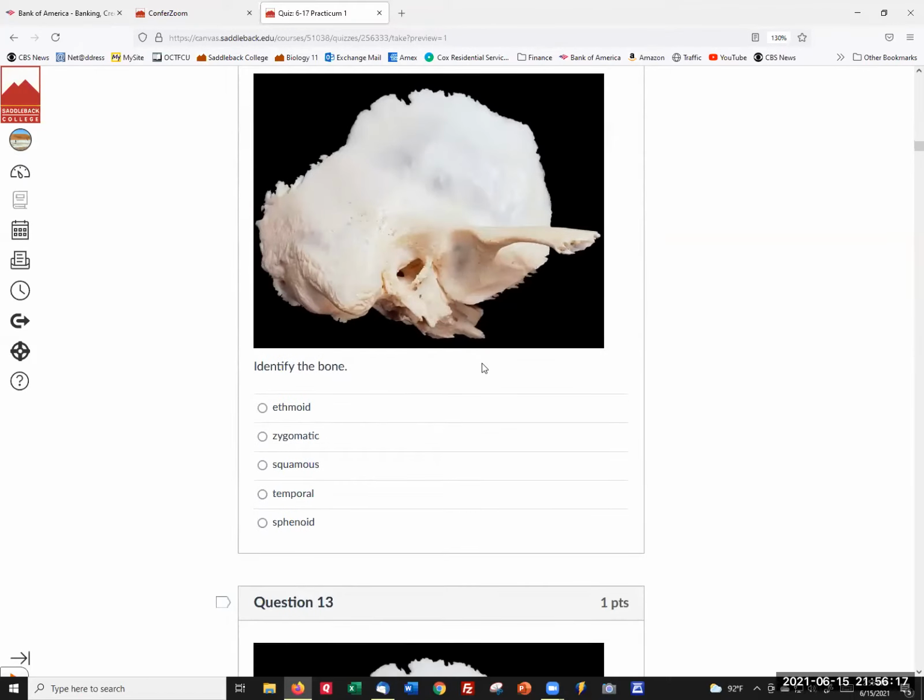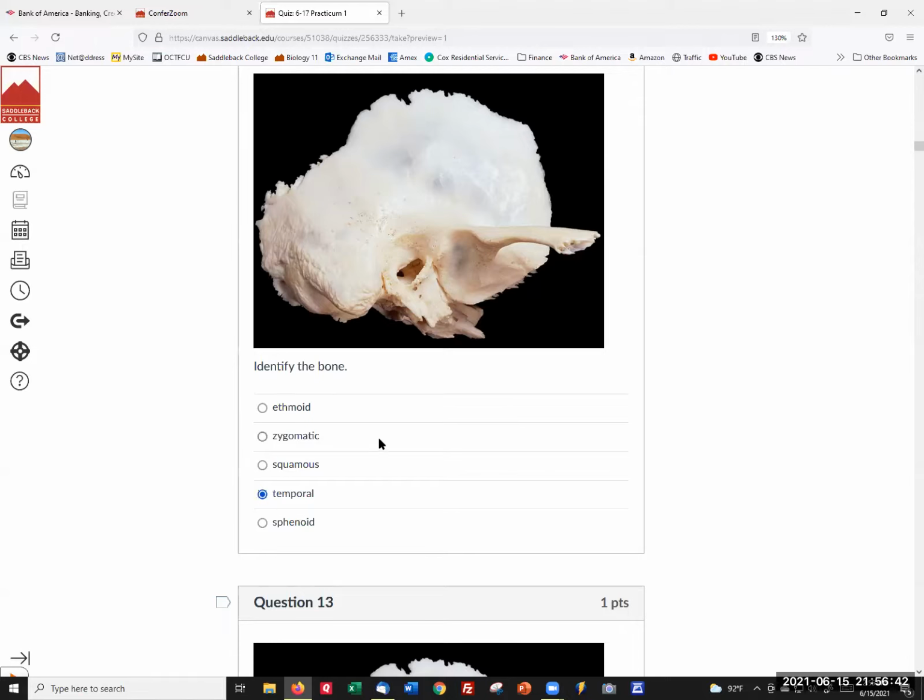What bone is this? Temporal. Squamous. It wants the bone. Squamous is not a bone. Temporal. Do you all study together? Temporal is how you say it.